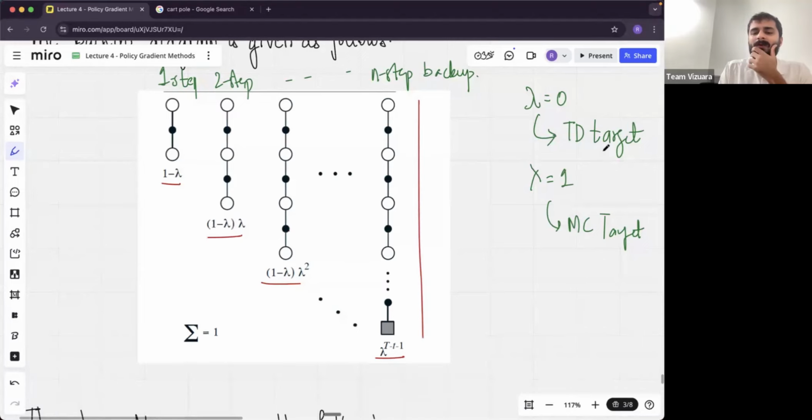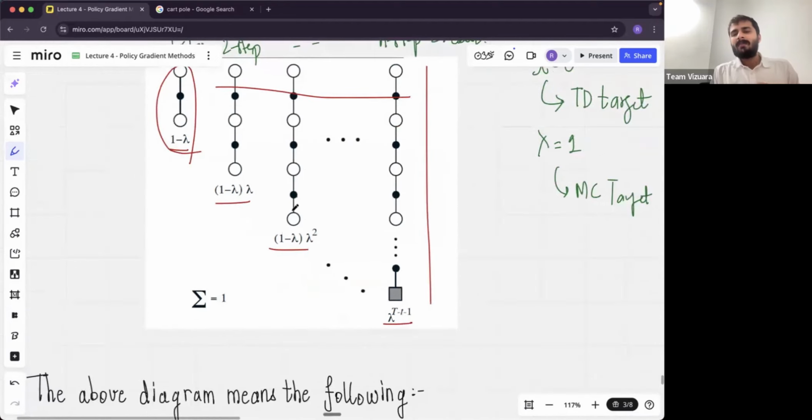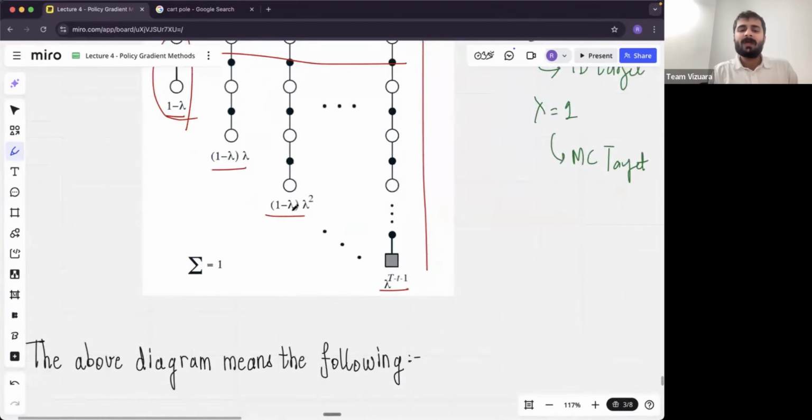And if lambda is equal to 0, then all of these are 0. And you are only considering a one step backup, which is the temporal difference target. So lambda is like a knob which you can tune to either focus on just one step, or if you want to focus completely from start to the end of the episode.